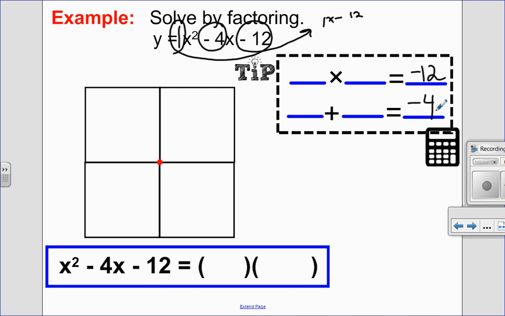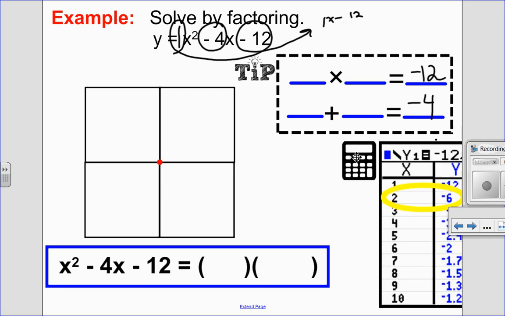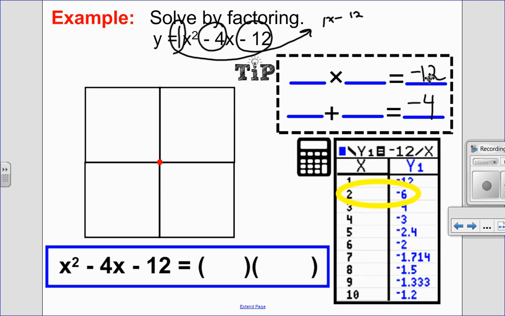So if you know those numbers already by yourself, you're good to go. Otherwise, you can go to your graphing calculator and look in the table. So since I'm looking for factor pairs of negative 12, I enter negative 12 divided by x into my calculator. These are all the factor pairs of negative 12. I'm only looking for integer factor pairs. So you can see here I've identified that positive 2 and negative 6 are the ones that work.